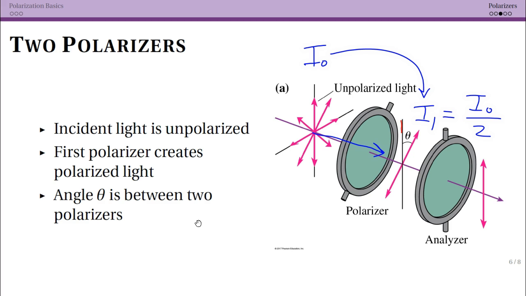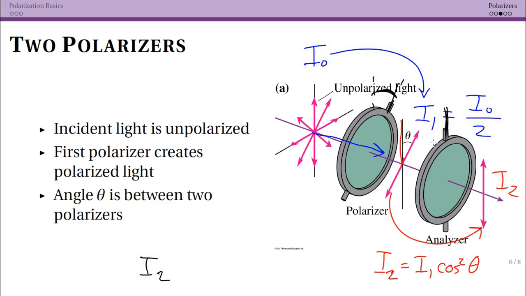Then we pass our light through and get our second intensity, and now I2 is going to be equal to I1 times cosine squared theta, where theta was the angle. Notice that the second one is up and this one is theta, right? There's an angle theta here. So if you want to relate your final intensity to your initial intensity, it would be I naught over 2 cosine squared theta.